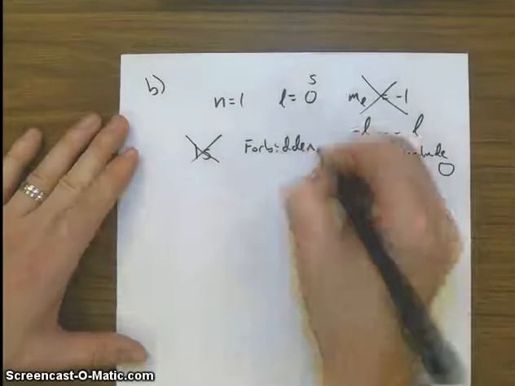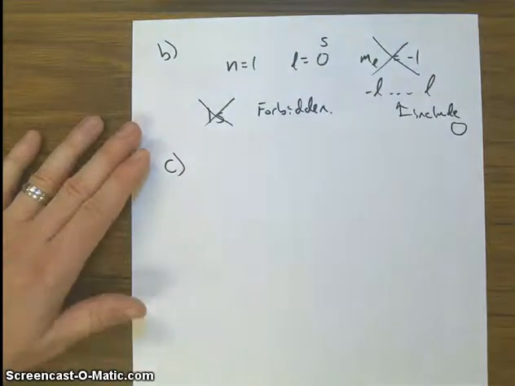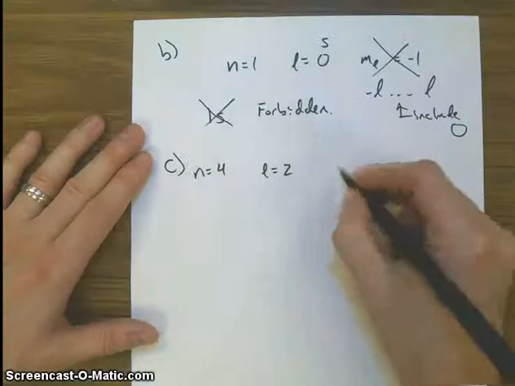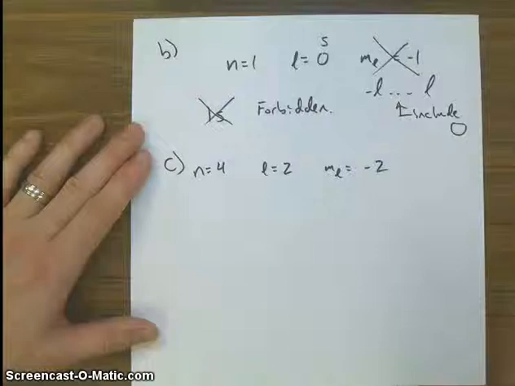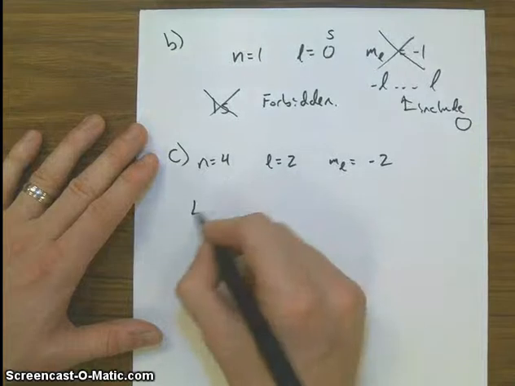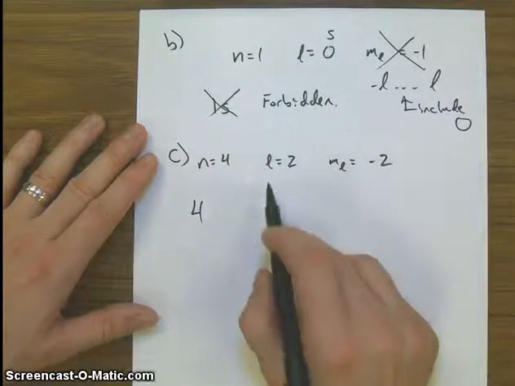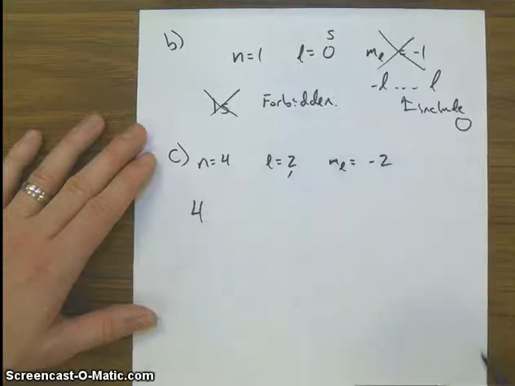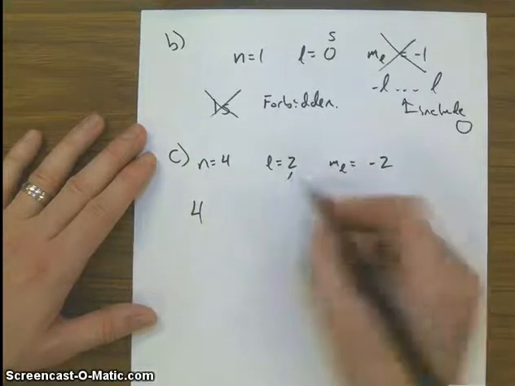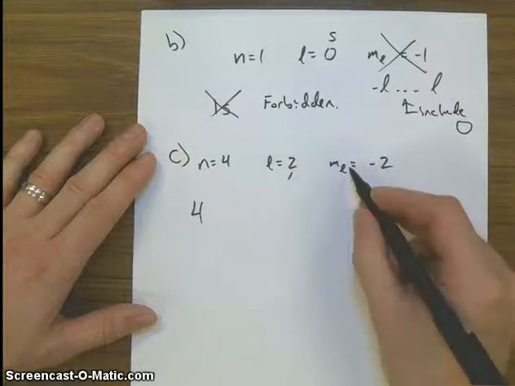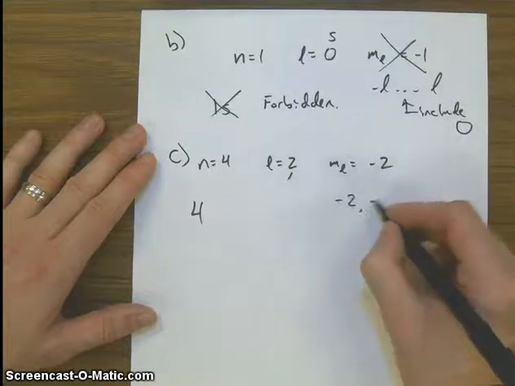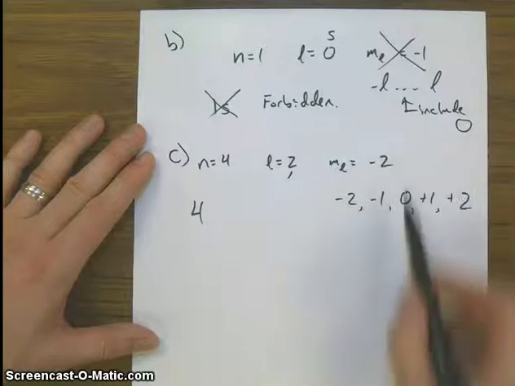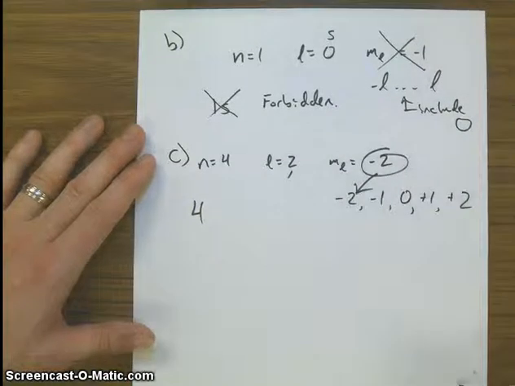Alright, let's do C. On C for this problem, we have n equals 4, we have L equals 2, and we have the magnetic quantum number equaling negative 2. Alright, now L is 0 all the way up to n minus 1, so it would be 0 up to 3. So that is definitely permissible. And then since L is 2, the magnetic quantum number would be negative 2, negative 1, 0, positive 1, positive 2. And since negative 2 is in the possible set, this is allowed.